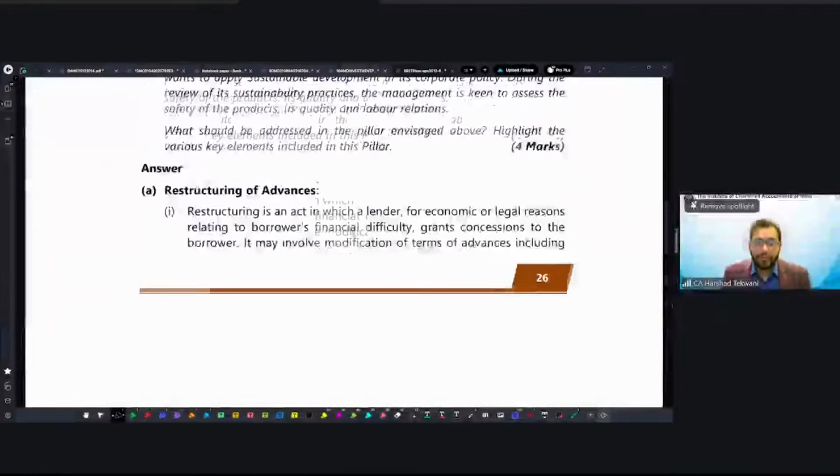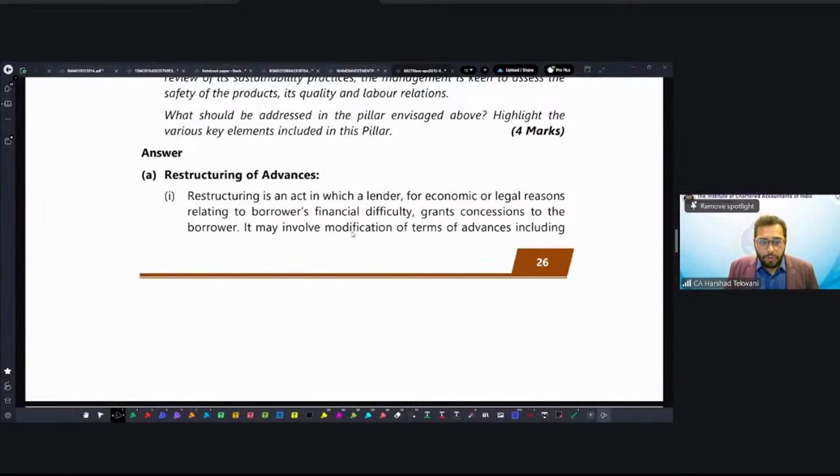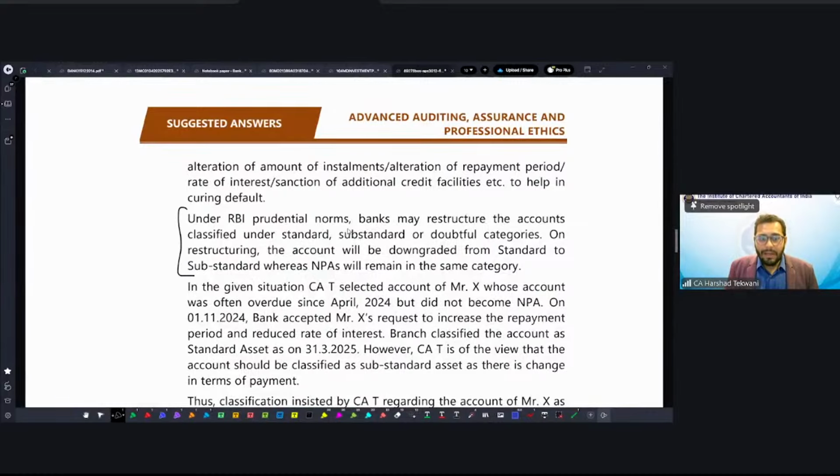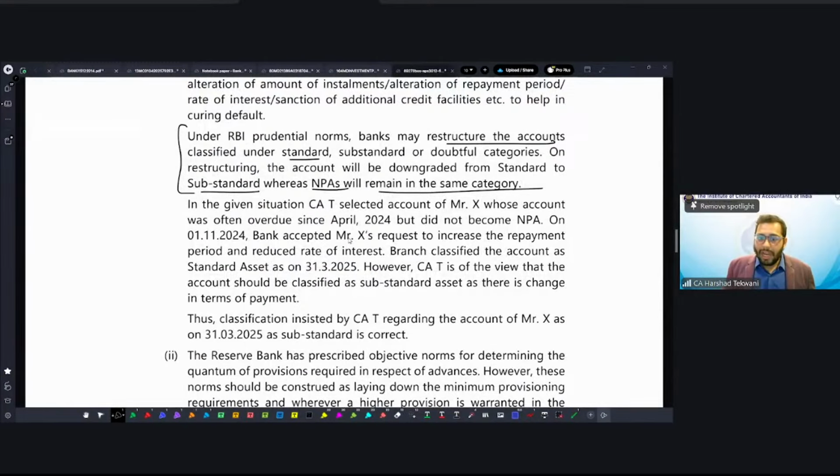So if you see the answer, first of all, how to answer this question is you specify what is restructuring, and what is the requirement of restructuring of assets with respect to the classification. As per the prudential norms, if restructuring of an account happens from standard, it is required to be downgraded to substandard. And if it is NPA, it will remain in the same category. In this particular scenario, it was standard, but it has to be classified as substandard. So the correct one is substandard. This is the analysis, the provision, and the conclusion.